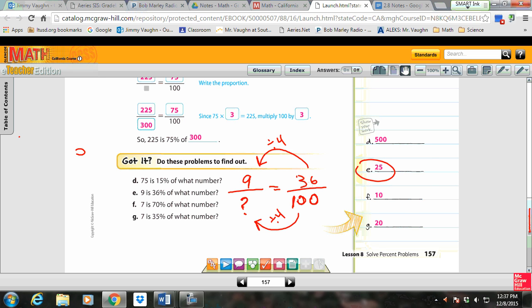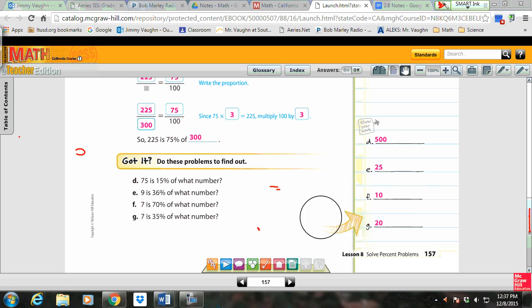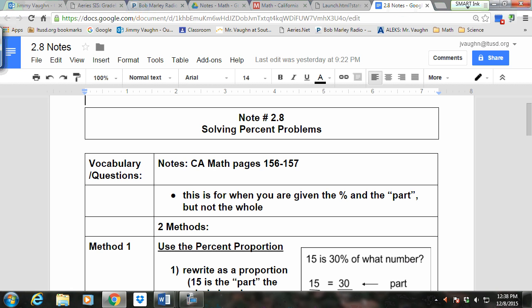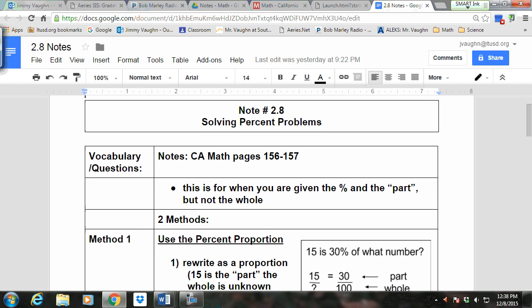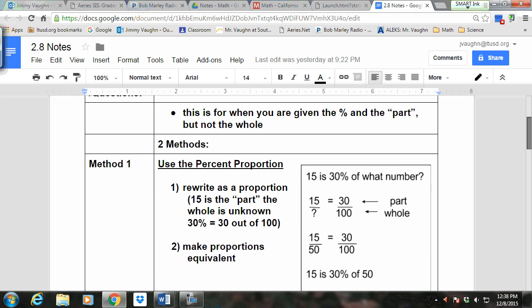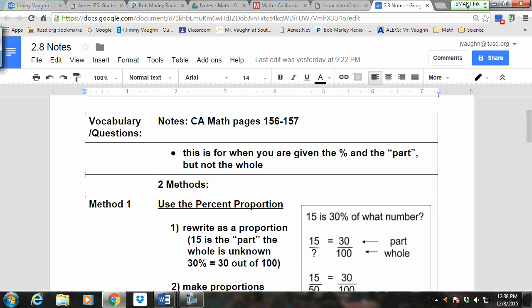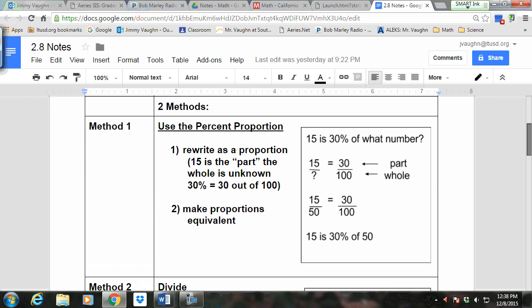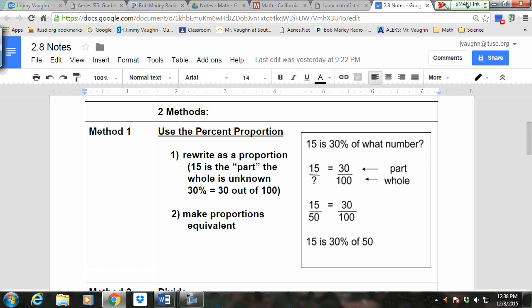I am going to show you one more way to do it that is not on here. Turn that off. I'm going to go ahead and go to the notes that are there, so you can just look at this, or you can pull up the notes as you look at this. So the notes have finding the percent of a number. This is for when you are given the percent and the part, but not the whole. There's two methods. This first one right here, using the percent portion, is the one that we just went through. So same exact example that they gave in the book. So make sure you understand that.